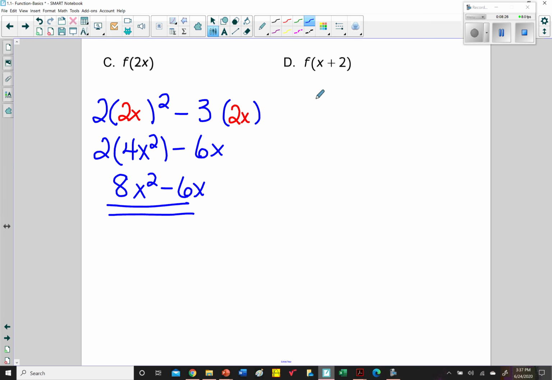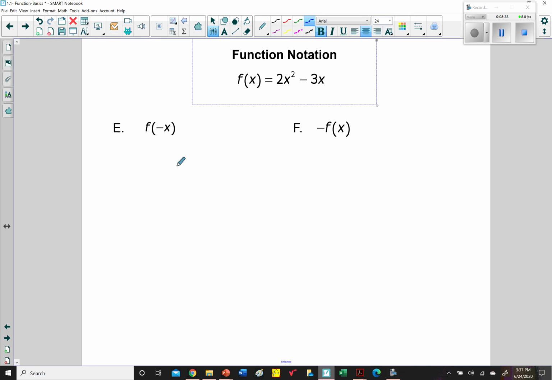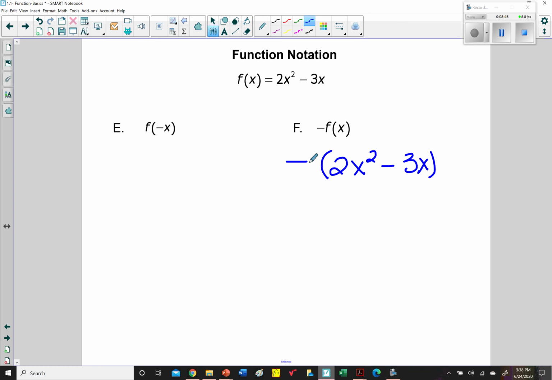And then the f of x plus 2, I think I have this out of order on my slides. You have the opposite. This is your letter D. So the opposite of f of x would be the opposite of the function 2x squared minus 3x. Distributing the negative to both terms would be negative 2x squared plus 3x, and this is your letter D.